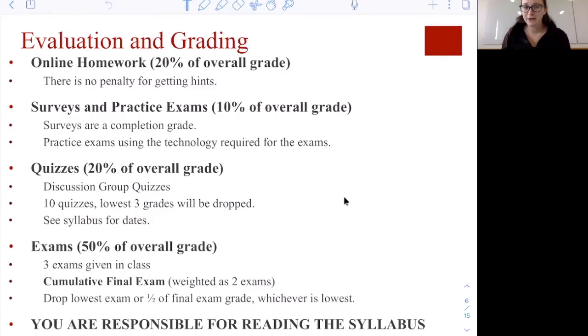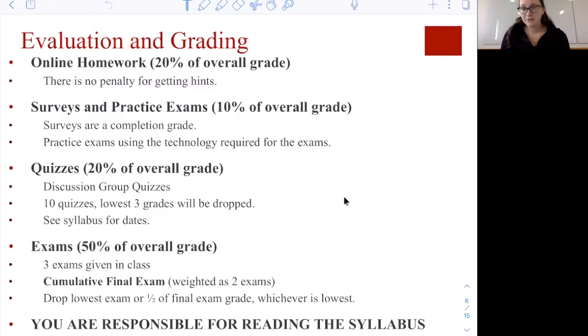And then lastly, we will have our exams. There will be 3 class exams during the semester, and then 1 cumulative final exam. This is going to be weighted as much as 2 exams. So each regular exam is going to be 100 points. The cumulative final exam will be 200 points.